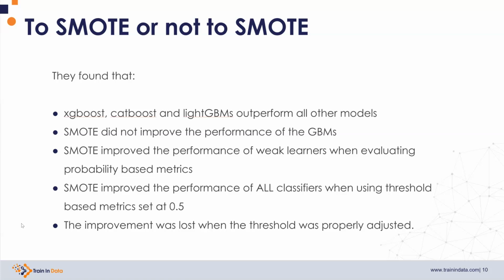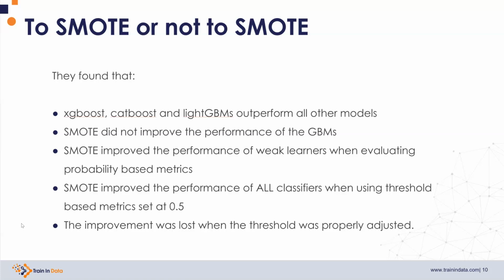Now, what happened when they tried SMOTE on weak learners? What they saw is that SMOTE actually did improve the performance of weak learners when evaluating metrics that depend on probability, like the ROC-AUC or the log loss. So using SMOTE with weak learners and these types of metrics does seem to improve the performance of the classifier overall on the entire spectrum of probabilities.